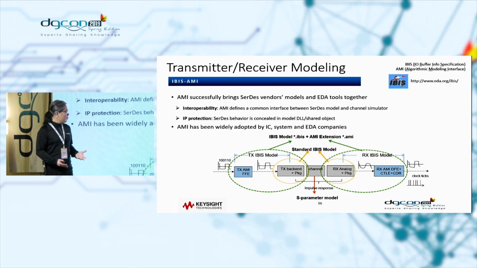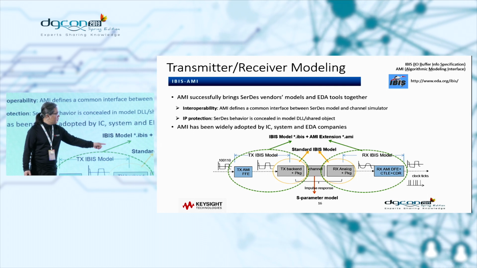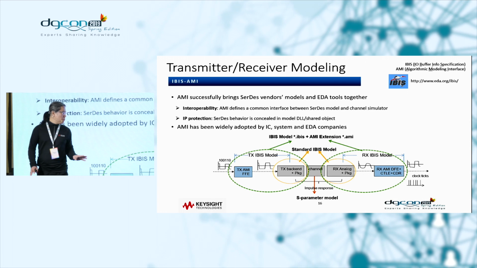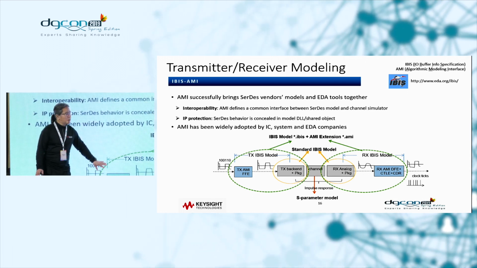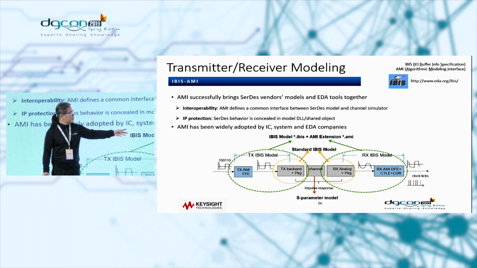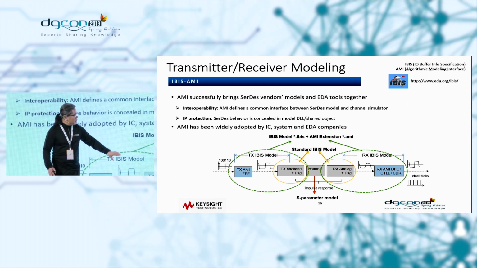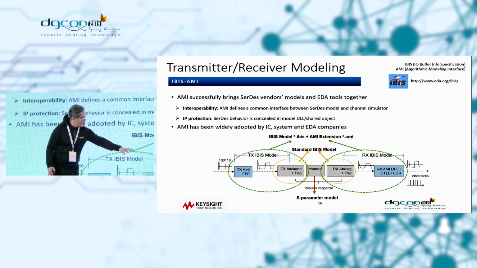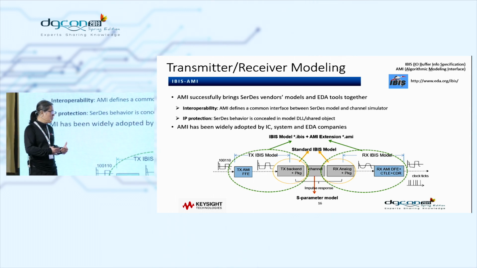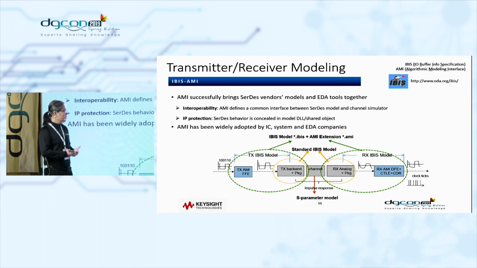So how are things represented? Definitely this TX package data and RX package data will be a part of the standard IBIS model, but this algorithmic part is basically used as the AMI extension, which is called the .AMI file, all right? So when you are combining this and passing all the data through a channel, then you will be able to run the entire structure with a channel simulation, which is a really, really fast simulation technology.